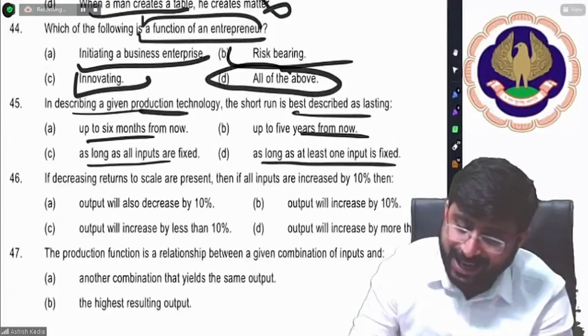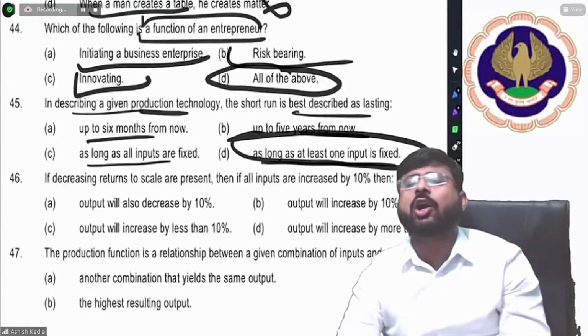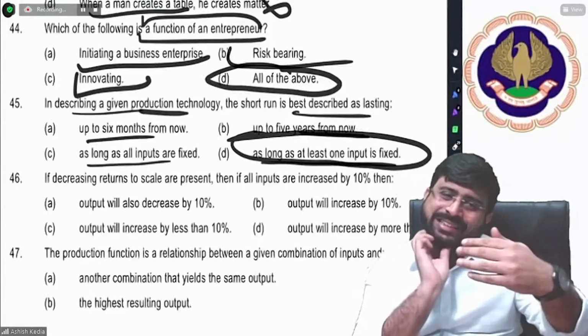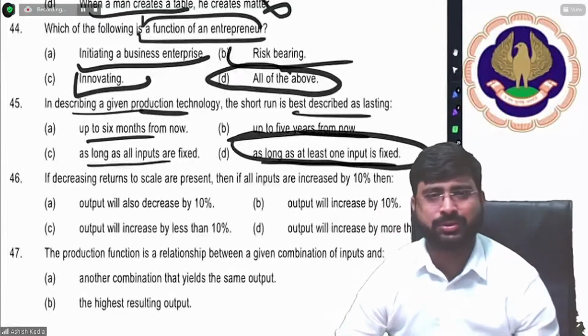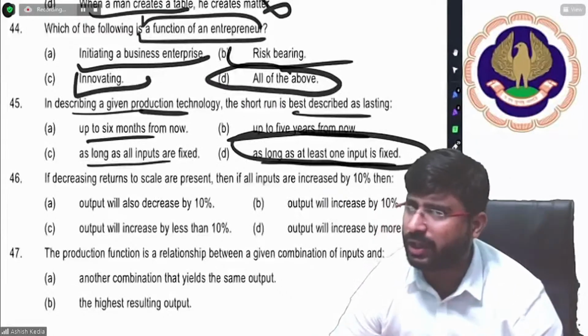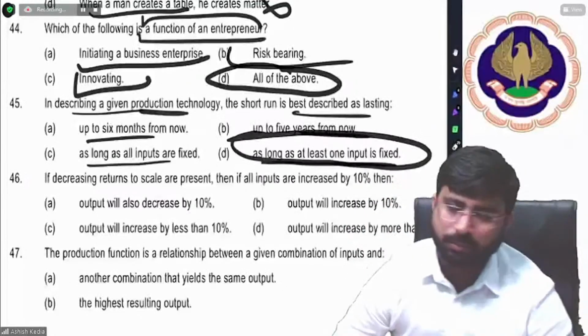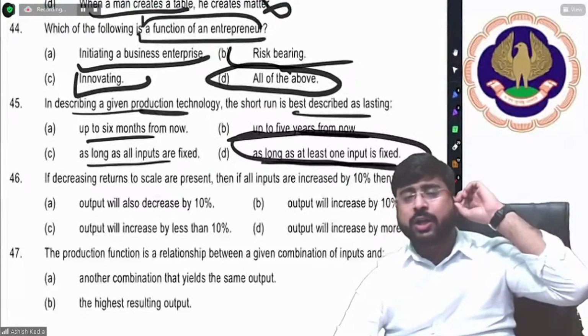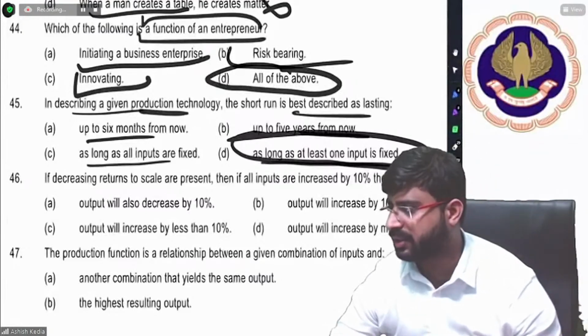Yes. At least one input is fixed. See, short run and long run is not like accounts. In accounts, there is current assets up to 1 year, non-current assets beyond 1 year. That is the fund of accounts. Economics tells no. As long as any one input is fixed, we are in the short run. If all inputs become variable, we are in the long run. That's the basic fund of things.